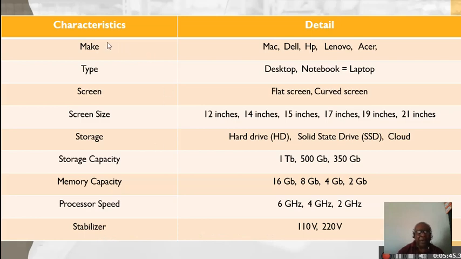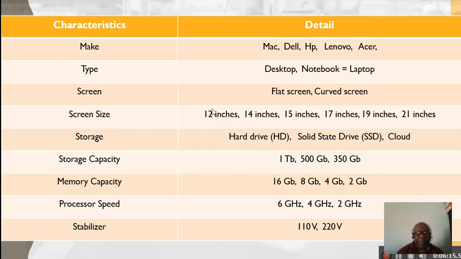So here are the words we use whenever we are describing the computer we have already bought or we are going to buy. We need to know the make, the type, is it a desktop or notebook? We always want to talk about the screen, is it a flat or curved? What about the size of the screen? Is it 12 inches or is it 21 inches?